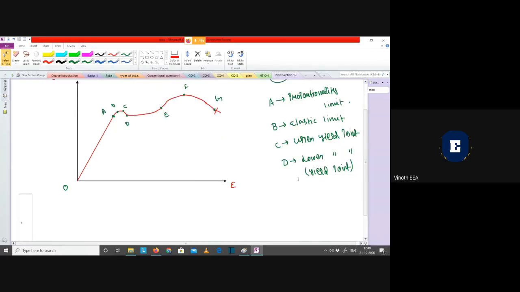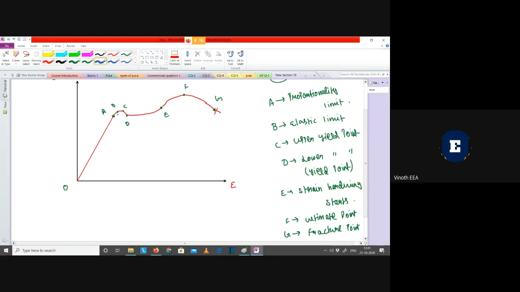Next, E is the point at which strain hardening starts. F is the ultimate point, or ultimate stress point, or just ultimate point, and G here is the fracture point. This F is also the point at which necking starts.